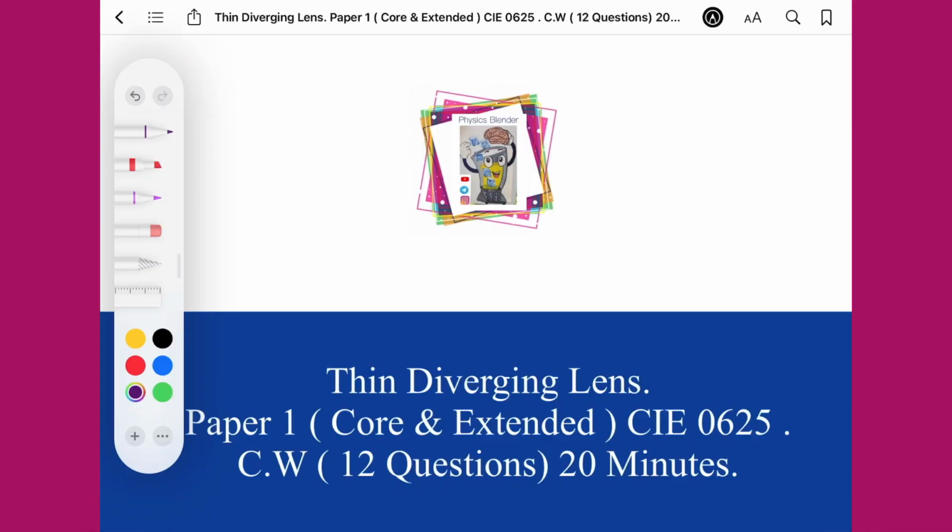Hello everyone, welcome to Physics Blender e-learning platform. Today we are discussing a new lesson. We have thin diverging lens, and we will differentiate between converging lenses and diverging lenses.